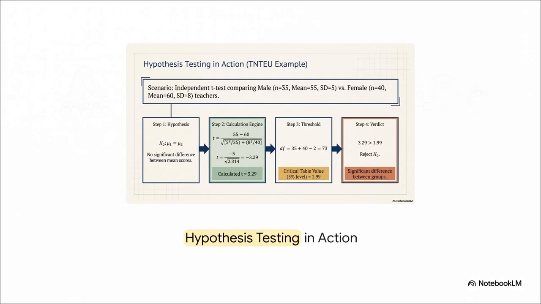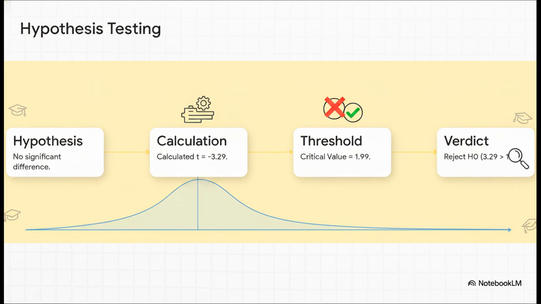A classic example would be testing trainees' communication skills before and then again after a specific training program. Let's actually put that independent t-test to work in a real educational scenario, comparing the mean scores of male and female teachers. So imagine we have 35 male teachers with a mean of 55 and a standard deviation of 5, pitted against 40 female teachers with a mean of 60 and a standard deviation of 8. We can methodically process this through 4 exact steps of hypothesis testing.